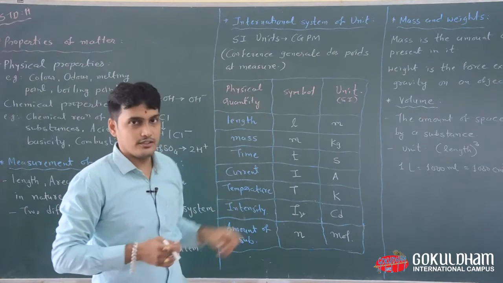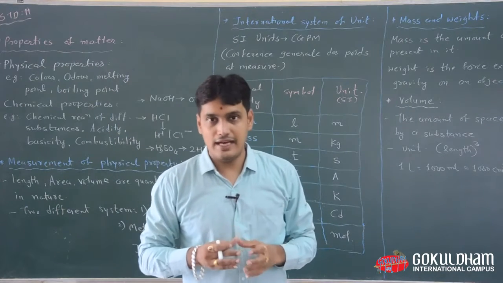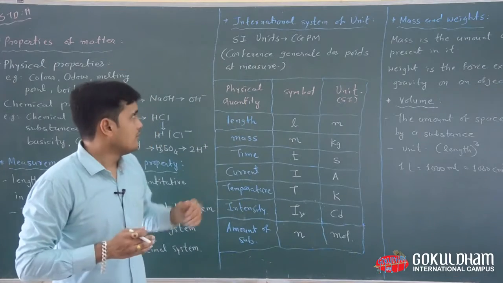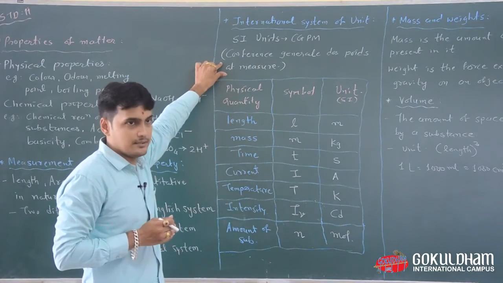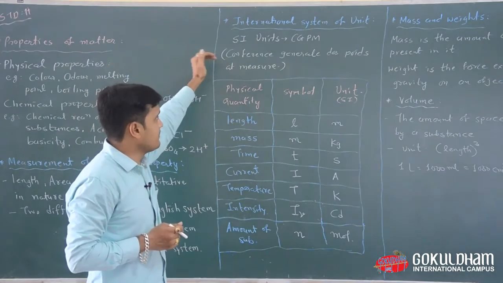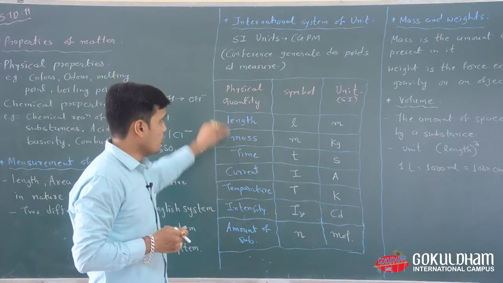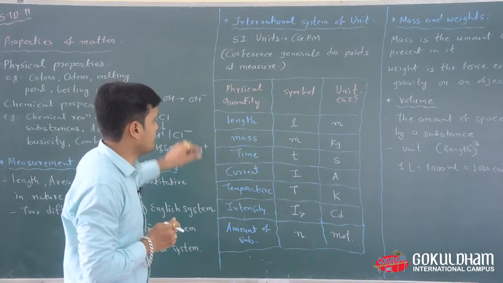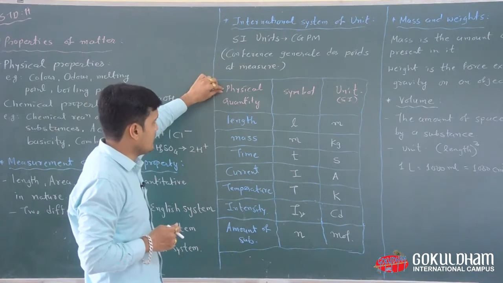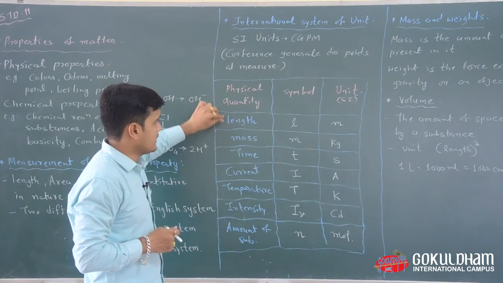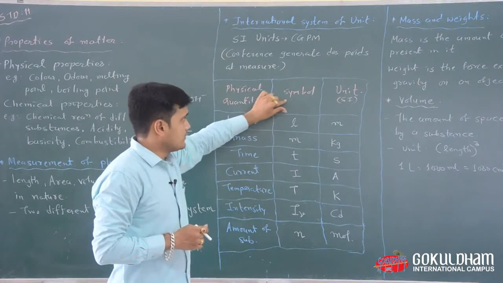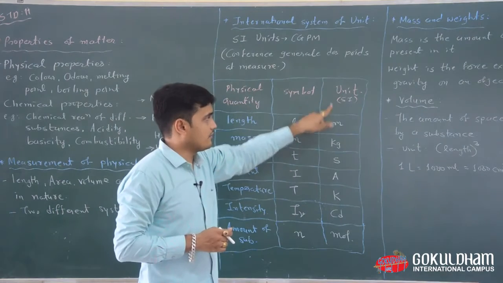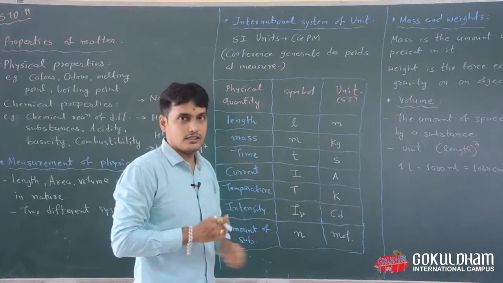This is the institute which fixes the ratio of weight and the ratio of length. The CGPM gives overall 7 units for the different physical quantities. Our first column is physical quantity, then the symbol for the physical quantity, and then the unit in the SI unit system.